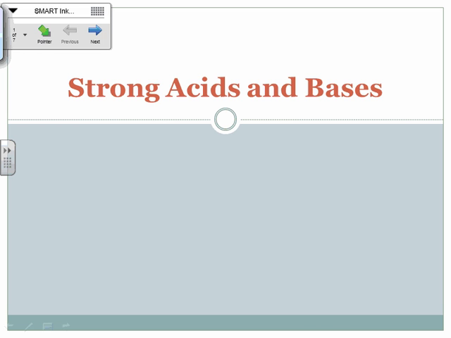We're going to talk about strong acids and bases today. This is going to be pretty easy, a pretty good lead-in. Once we start talking about weak acids and bases, that's when it gets a little more complicated. But this will be a lot of review.